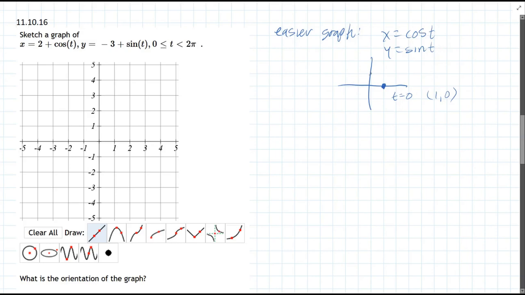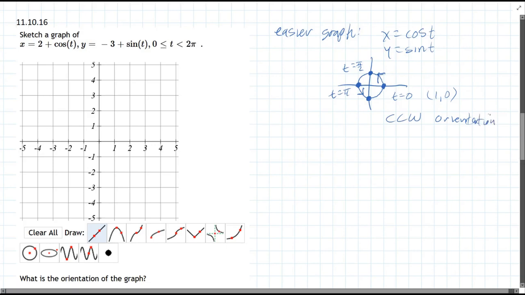If you plug in pi over 2, t equals pi over 2, you're up here. T equals pi, you're over here, negative 1, 0. And t equals 3 pi over 2, you're down at the bottom. And I could draw a better circle. The circle looks like this. The orientation is this way. It's counterclockwise. All right, so what we did is we graphed an easier set of equations.